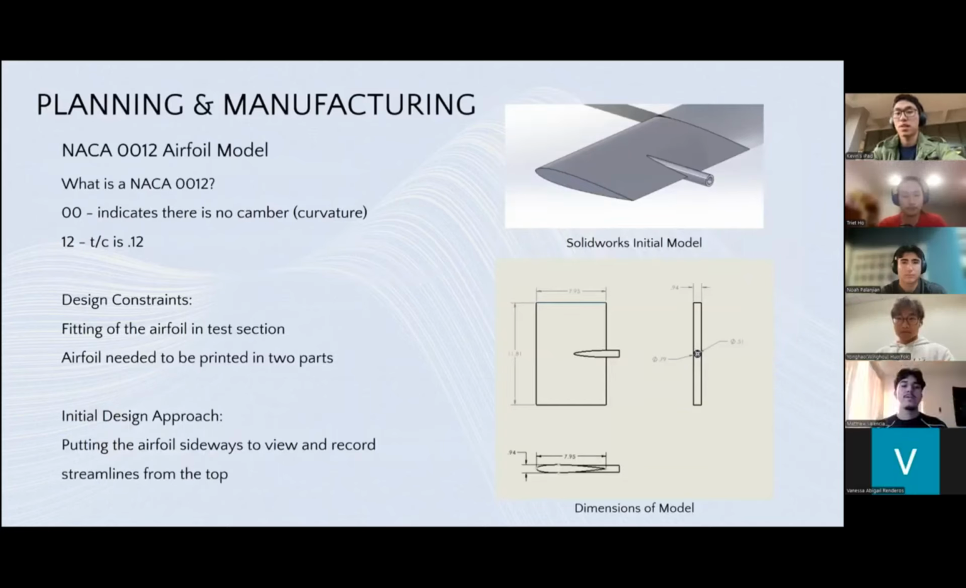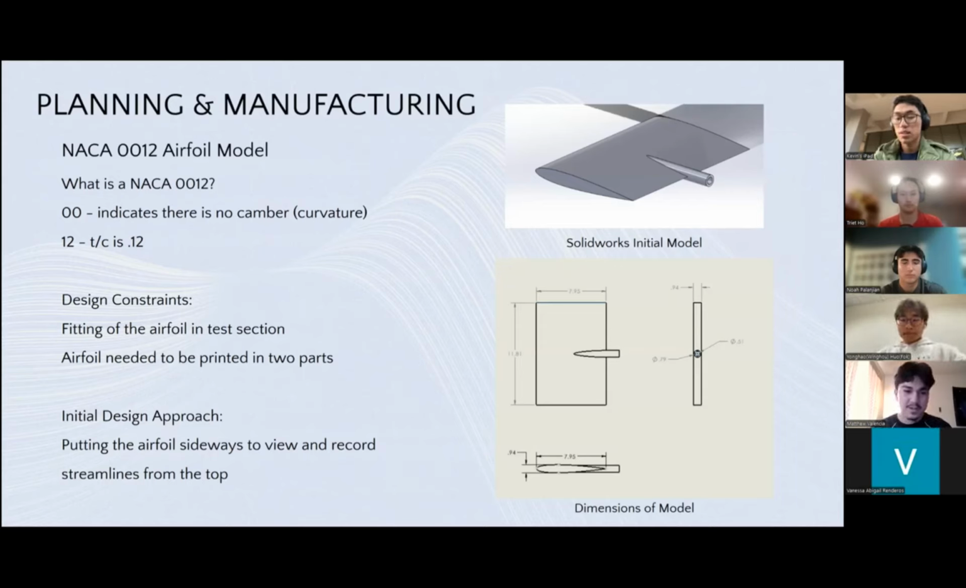Hello, for our model, we chose the NACA 0012 model. What is a NACA 0012? The 00 just indicates that there is no camber or curvature, and the 12 just indicates that our thickness to chord ratio is 0.12. Some design constraints we faced were fitting the airfoil in the test section. We needed to make sure that the airfoil fit comfortably in our wind tunnel.